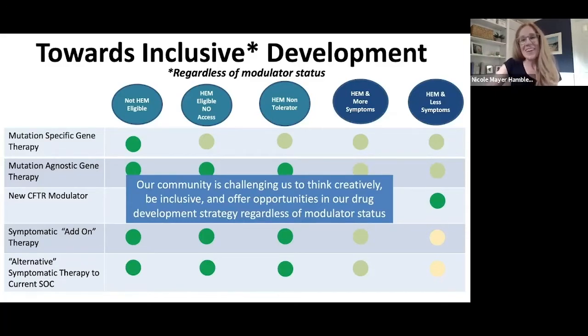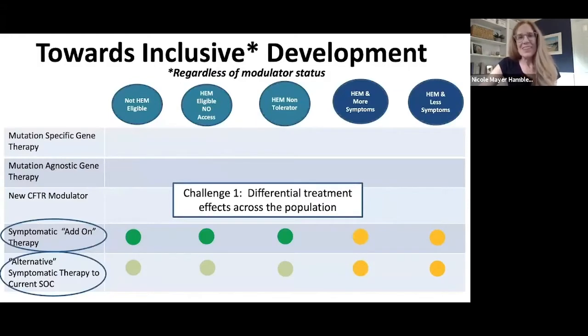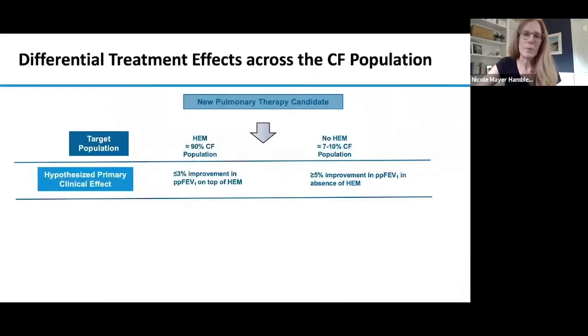So then that gets to the how. How will we design efficient trials across the population now divided by modulator use? So let me walk through a couple of challenges here when it comes to study design. So the first challenge I want to talk about is when we're expecting differential treatment effects across the population. So let's talk about an example.